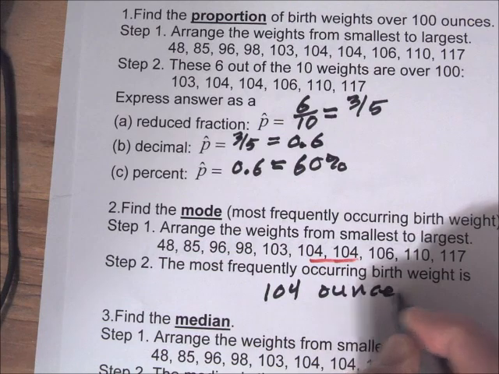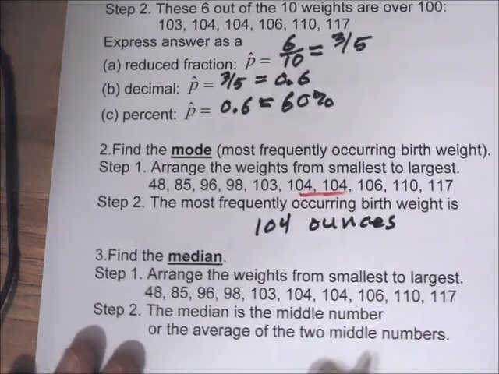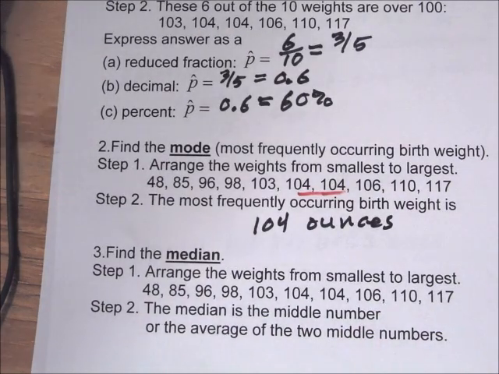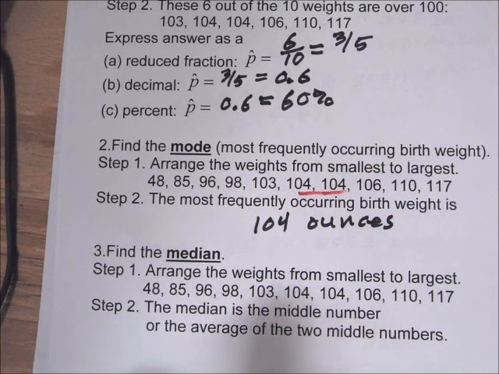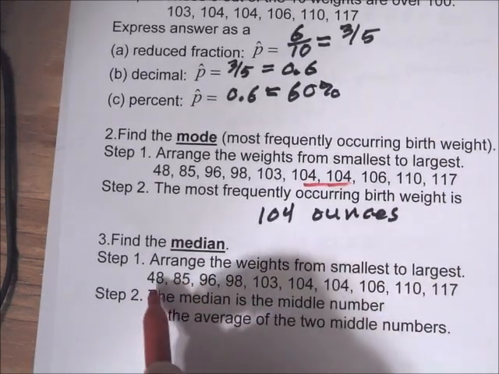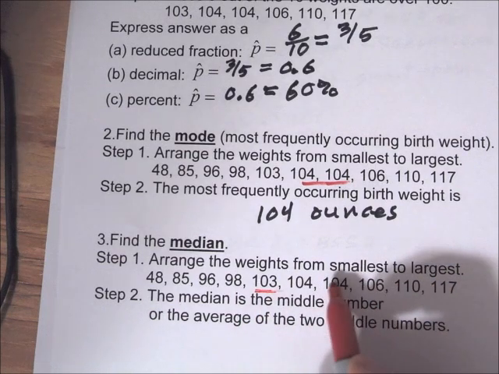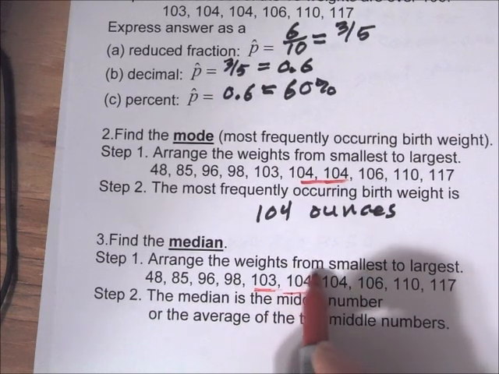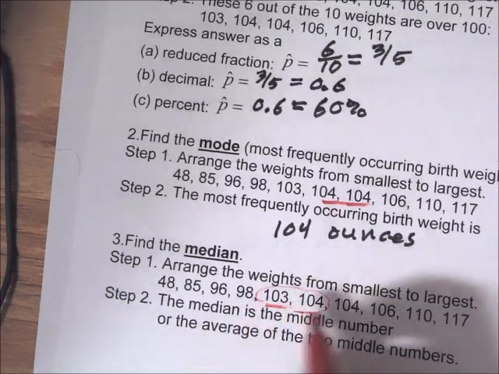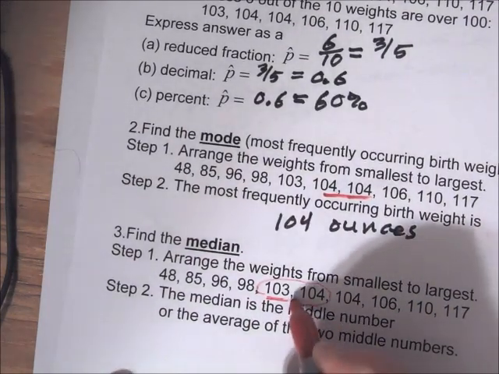The median: if you have an odd number of data, the median would be the one in the middle. Here we have an even number. 10 is an even number. We have 10 birth weights. So it would be the average of the 2 in the middle. 10 divided by 2 is 5. So we count 5 from the bottom, 5 from the top. 1, 2, 3, 4, 5 from the bottom. 1, 2, 3, 4, 5 from the top. So the 2 in the middle are 103 and 104.